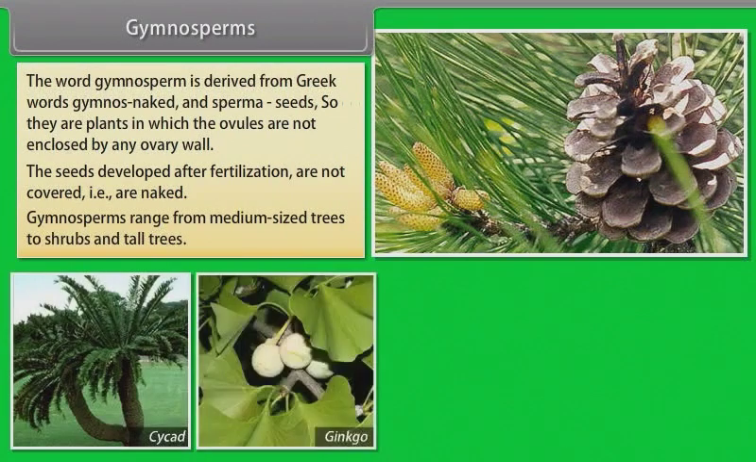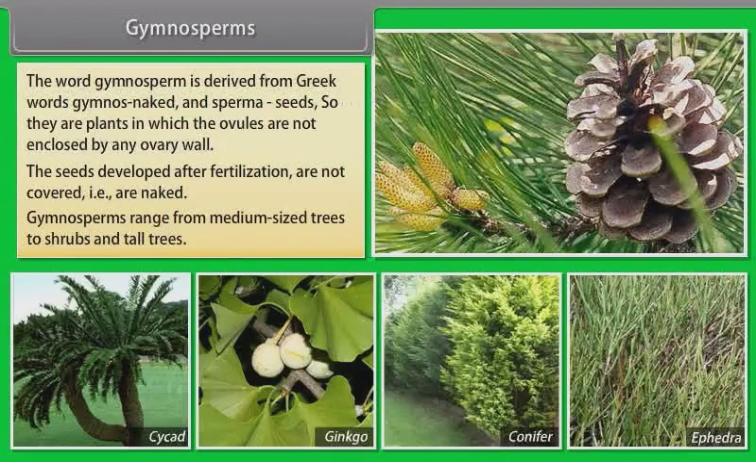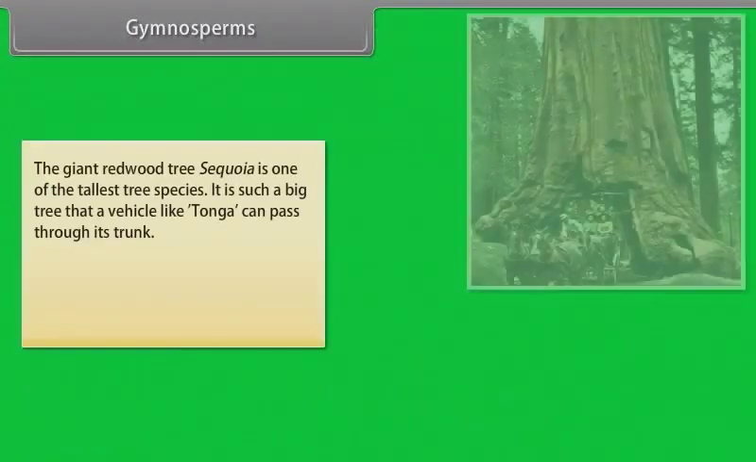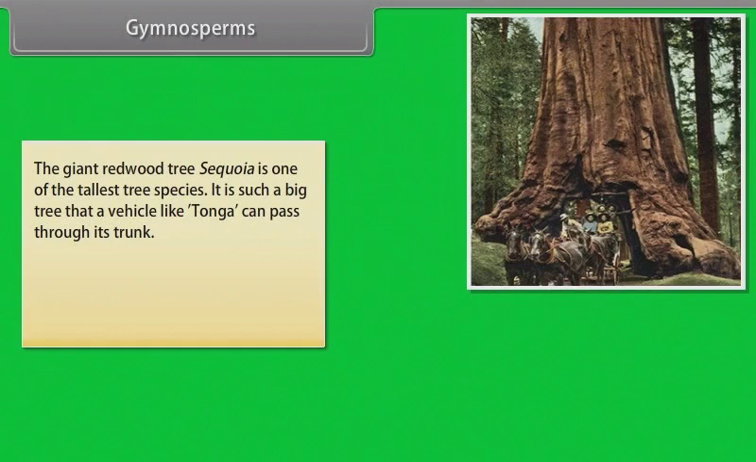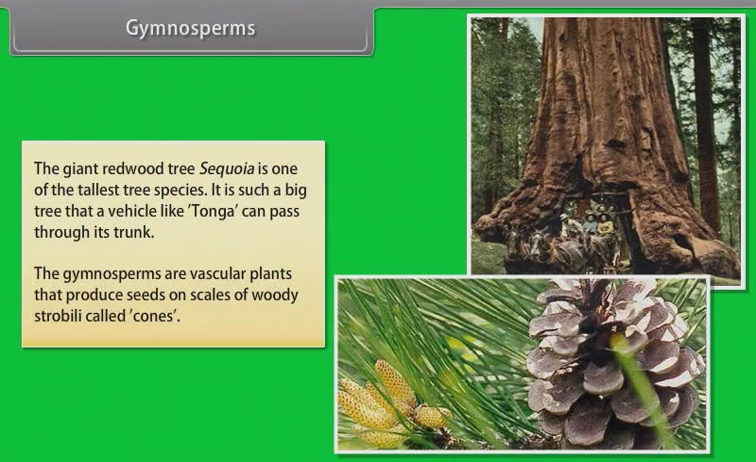Gymnosperms range from medium-sized trees to shrubs and tall trees. The giant redwood tree Sequoia is one of the tallest tree species. It is such a big tree that a vehicle like a tonga can pass through its trunk. The gymnosperms are vascular plants that produce seeds on scales of woody strobili called cones.